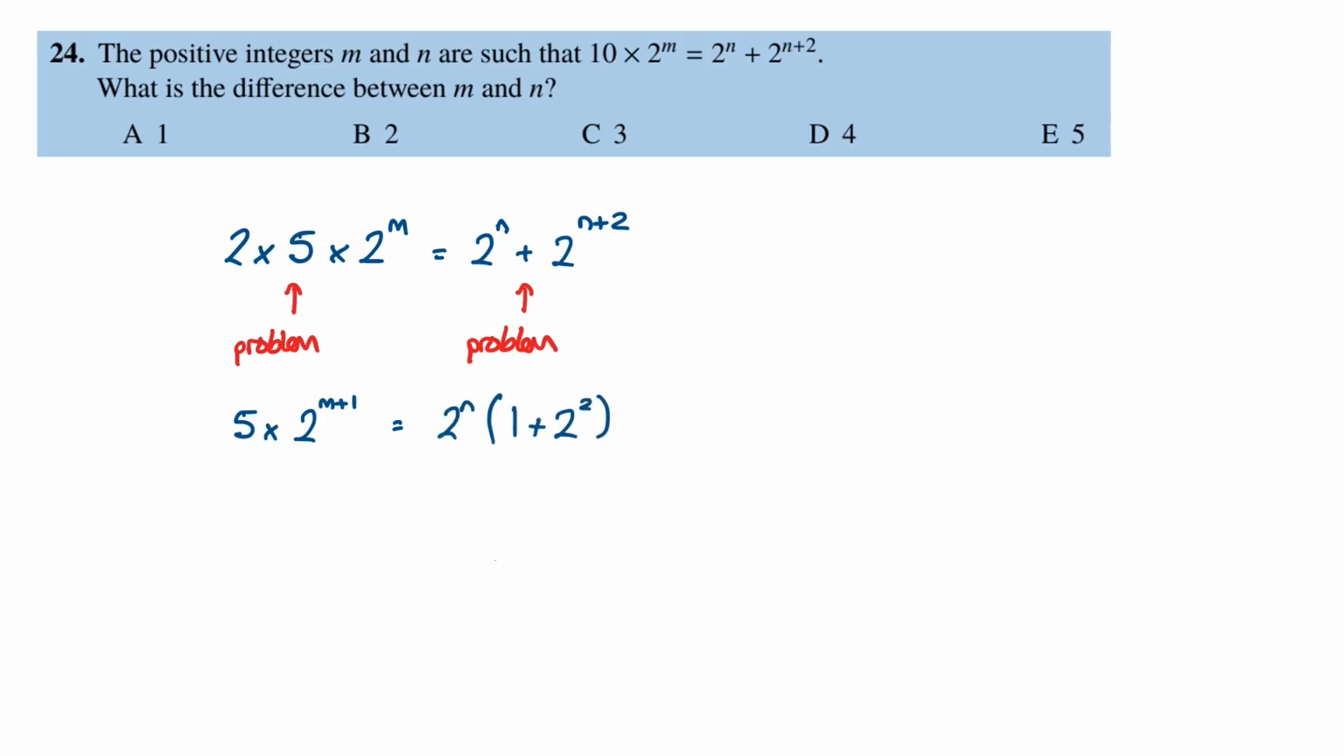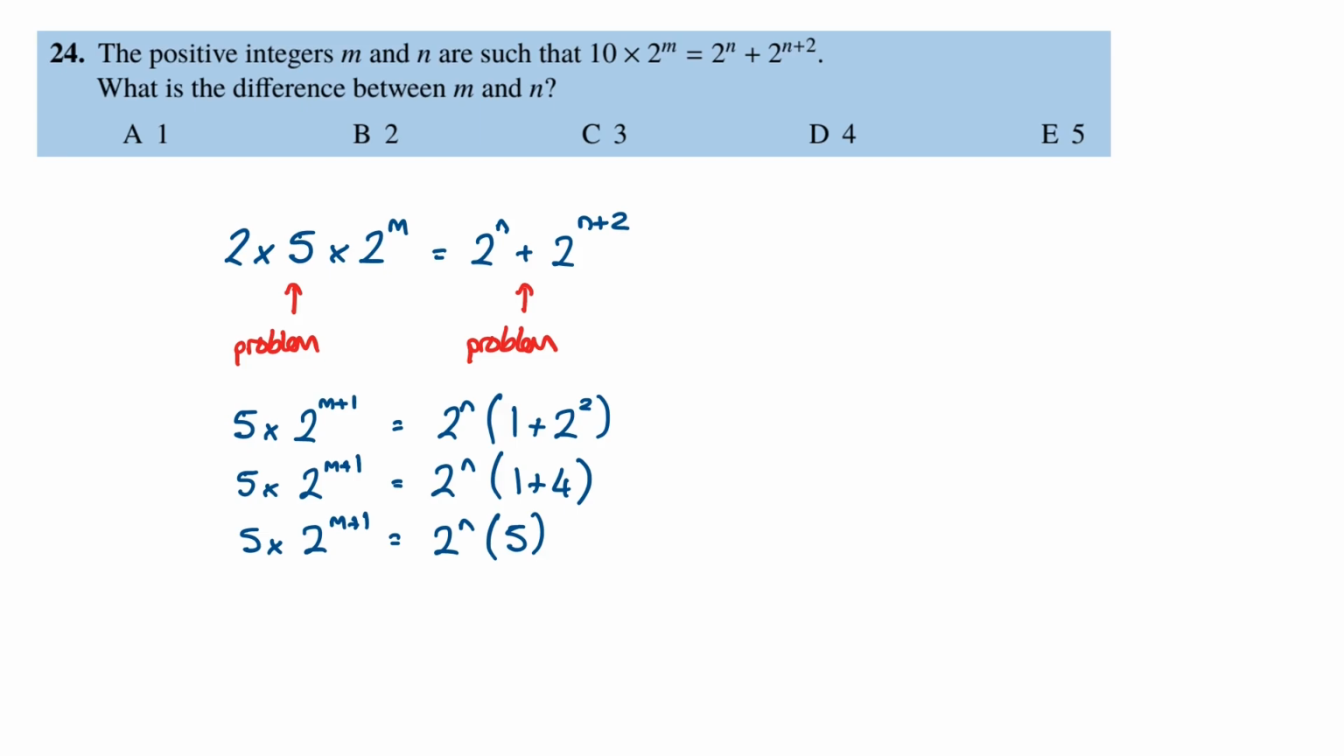If I take out the 2 to the n, that leaves me with 1 plus 2 squared. As I was just saying, 2 squared is 4, and 4 plus 1 is 5, and that's where my 5 is coming from. So therefore, I can write this whole thing as 5 times 2 to the n plus 1 is equal to 2 to the n times 1 plus 4, which of course is equal to 2 to the n times 5. And now I can cancel my 5s out.